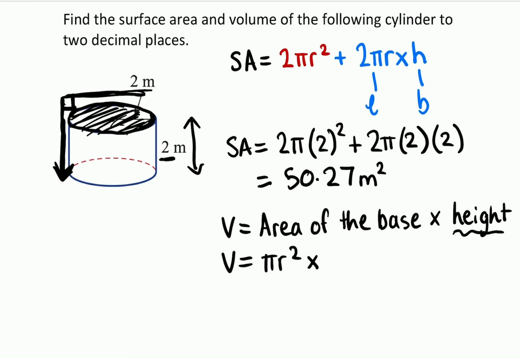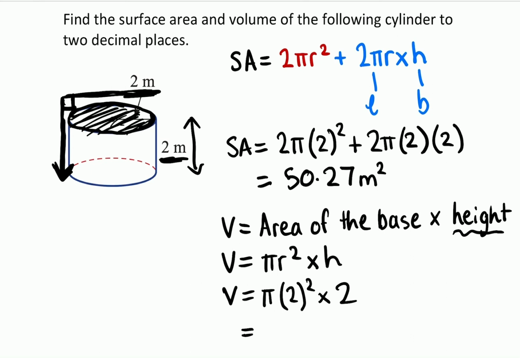So how far is it being extended down? That base is being extended down by 2 meters. And we can just call this h because we haven't put our numerical values in yet. So now we'll put our numerical values in. We've got pi, r is 2, our radius was 2, squared, times our height, which is 2 here. But don't get confused, they're different dimensions, just because they're the same number.